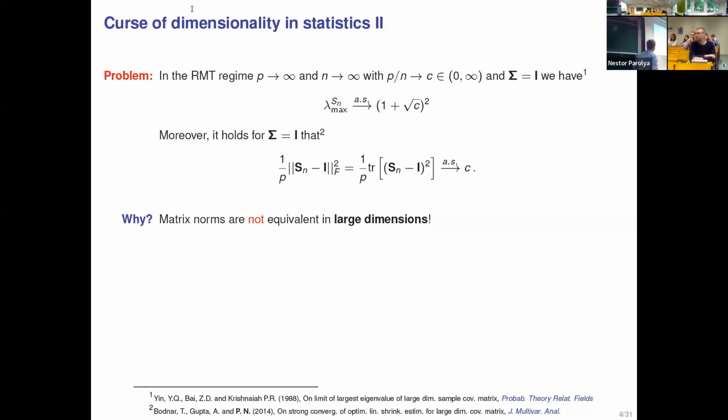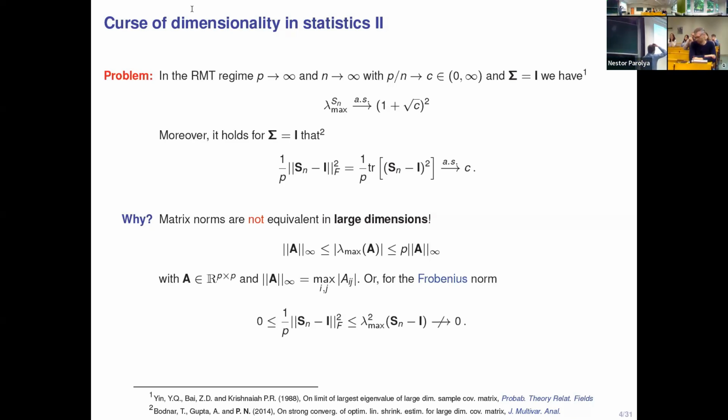So there are many reasons for that, but actually one of the reasons is that the matrix norms are not equivalent in high dimensions. So if you take the maximum eigenvalue, you can always bound it by this inequality: the maximum eigenvalue of A is at most p times the maximum eigenvalue of A. And you see already that this bound is loose if the dimension goes to infinity. Or if you take the Frobenius norm, you can also see that the Frobenius norm itself is always greater than or equal to 0, but the maximum eigenvalue of the difference is not going to be 0 in the limit.